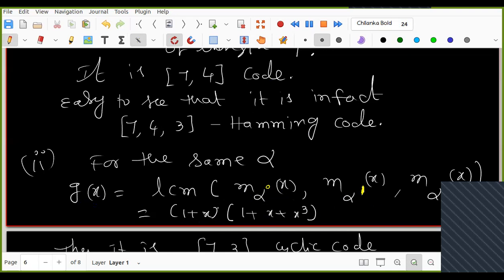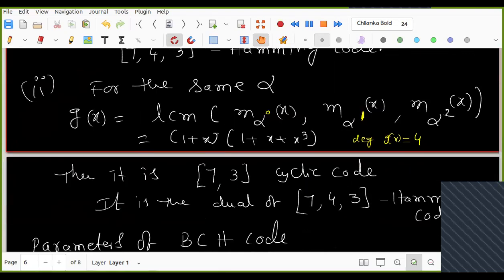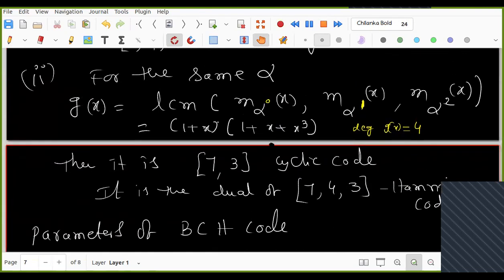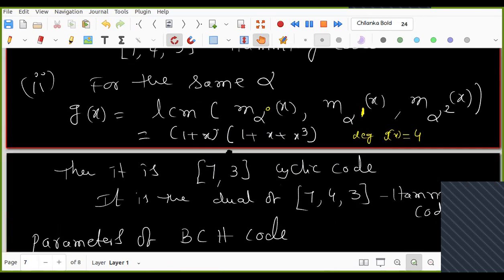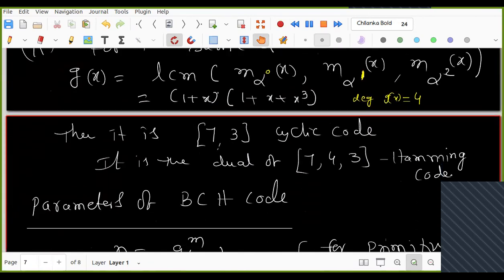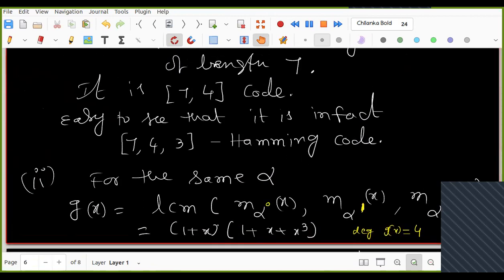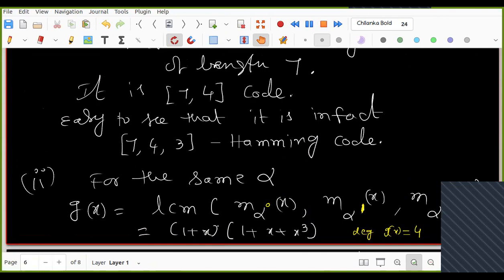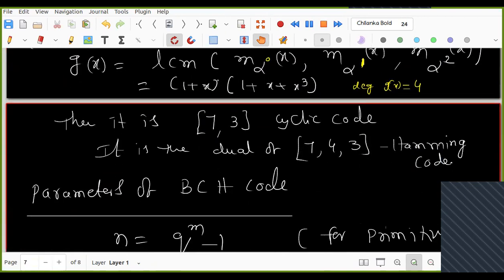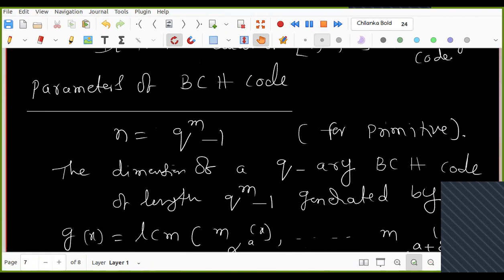Now what is the degree of this g of x now? Degree of g of x is 4. Now what is the code? I'll get a 7 comma 3 cyclic code. Actually this is the dual code of that earlier code, you can check that. I explained Hamming codes earlier, and this particular code is given in the previous lecture note. So I hope it is not a problem for you.